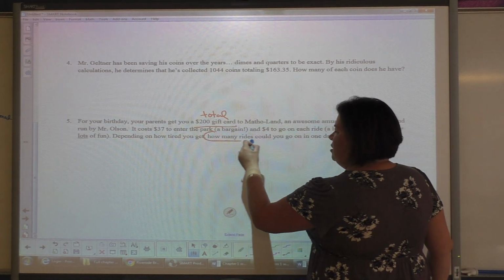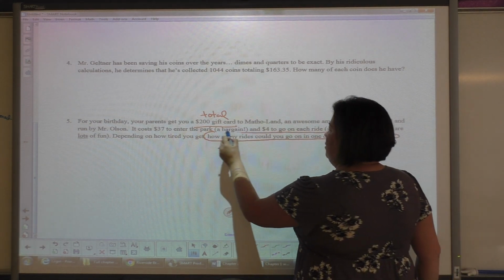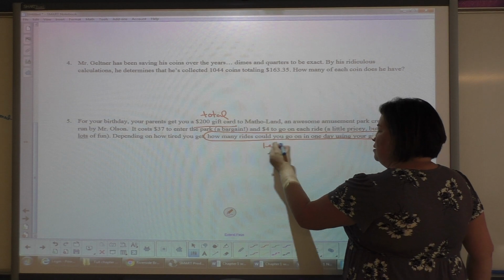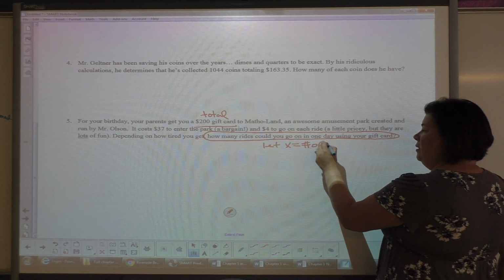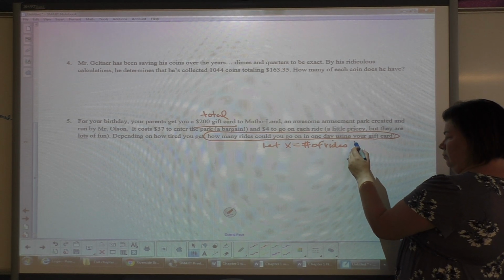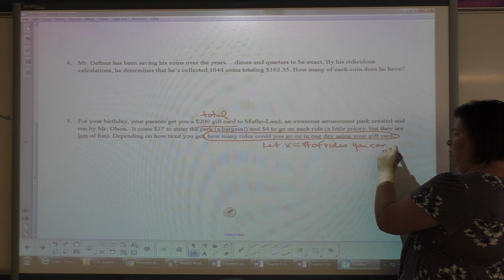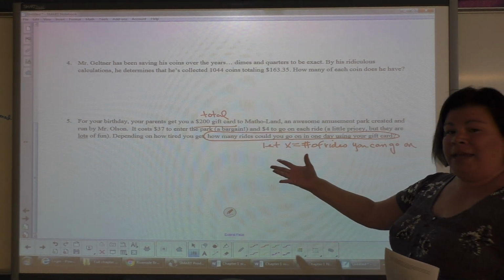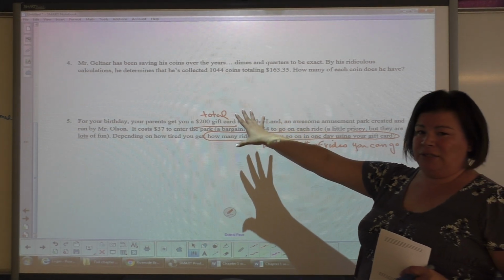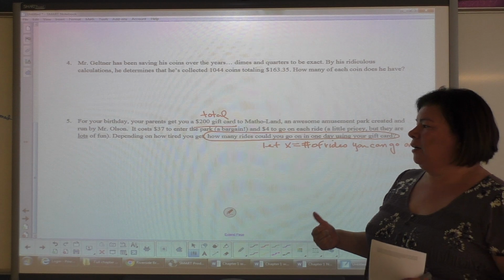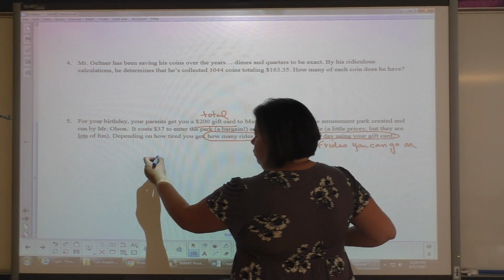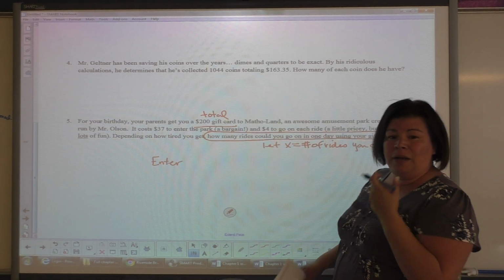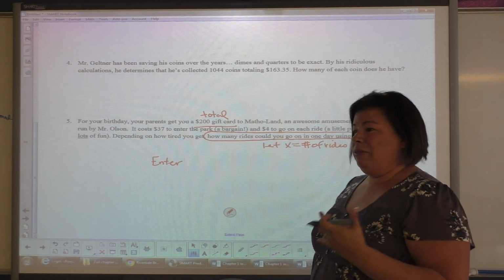Okay, so our question is right here. How many rides can you go on? That's going to be our unknown. So we're going to let x equal the number of rides you can go on. Now, again, we have a total cost going on. We know that to enter the park, it's $37. If you want to set up your own chart, that's fine. You could set it up however you want. Just make sure you show your math logically.